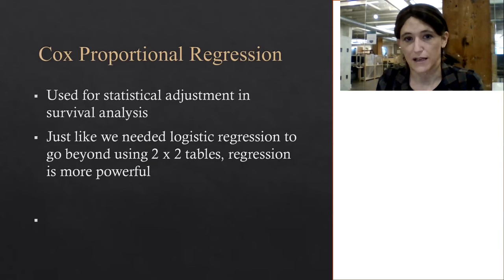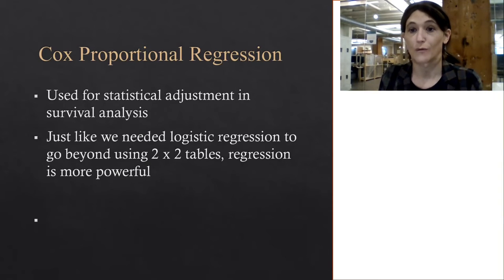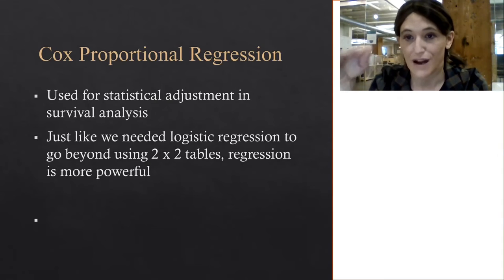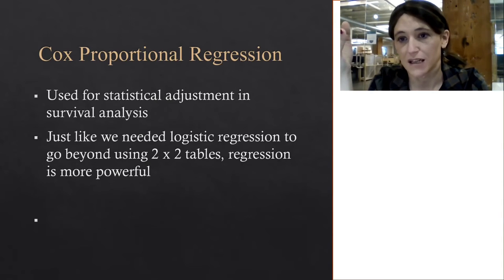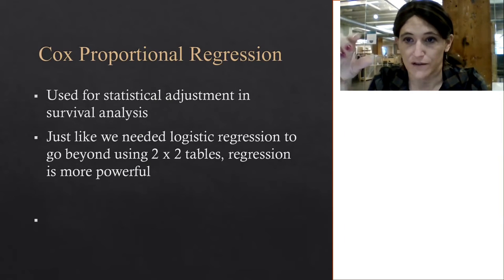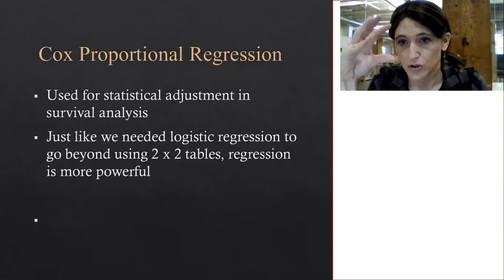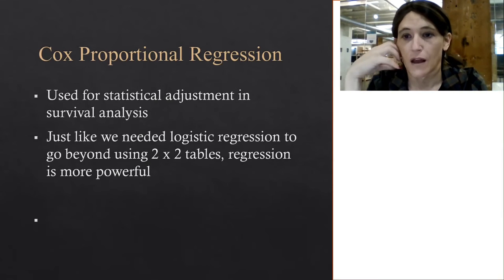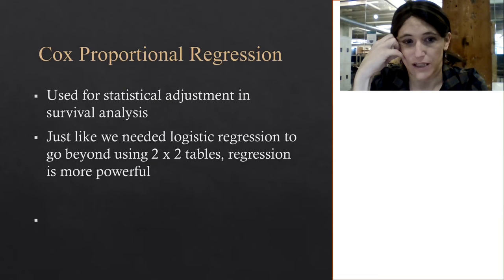But basically a Cox model is used for a statistical adjustment in survival analysis. And just like we need a logistic regression to go beyond using a 2x2 table, regression is more powerful. And so we use Cox proportional hazard models to model these different survival curves. So what we can do is actually get adjusted survival curves for covariates. And what's kind of neat is that we could actually plot adjusted survival curves. So if we age adjust, we might see that the two curves become closer together through the adjustment. So that's kind of nifty as well. We can visualize the effects of confounding. We can also stratify and do other things as well.